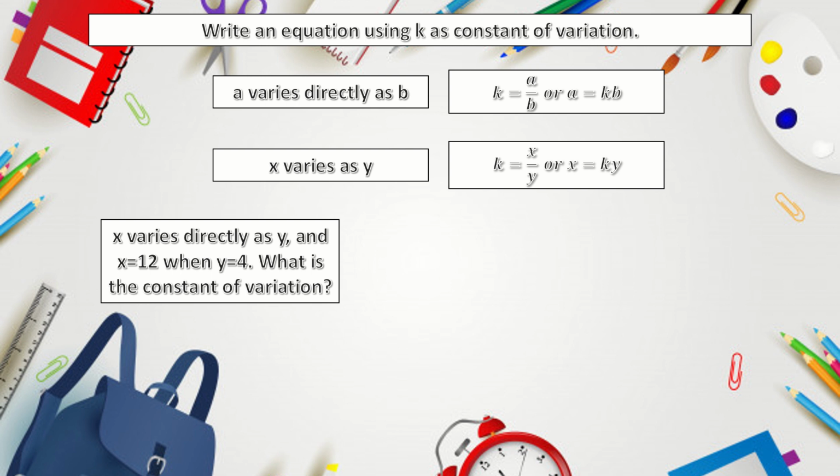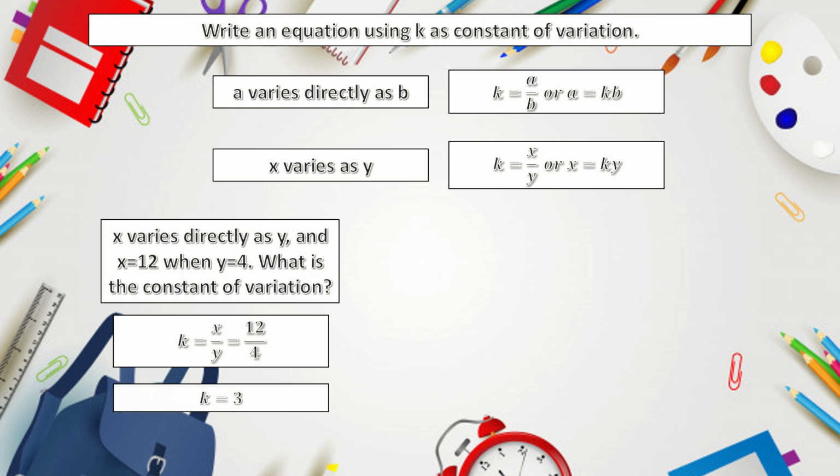What is the constant of the variation? So we have k is equal to x over y, and we need to substitute the given. That is x is equal to 12 and y is equal to 4, so 12 over 4. And 12 divided by 4, the answer is 3. That means the constant here is 3.